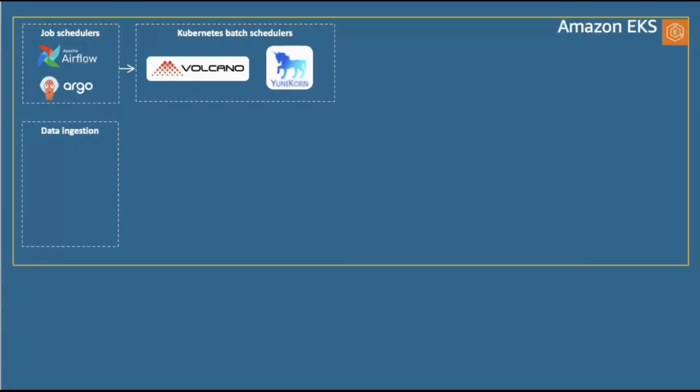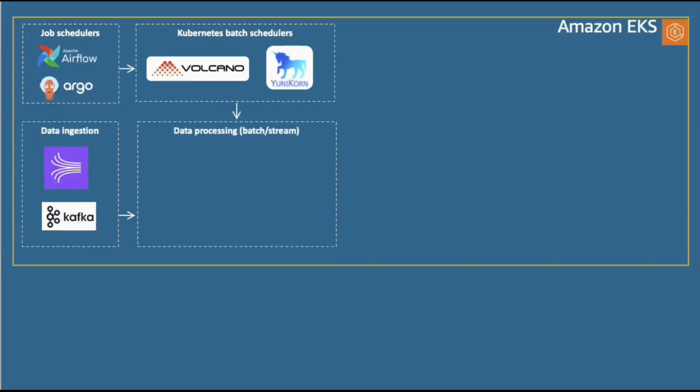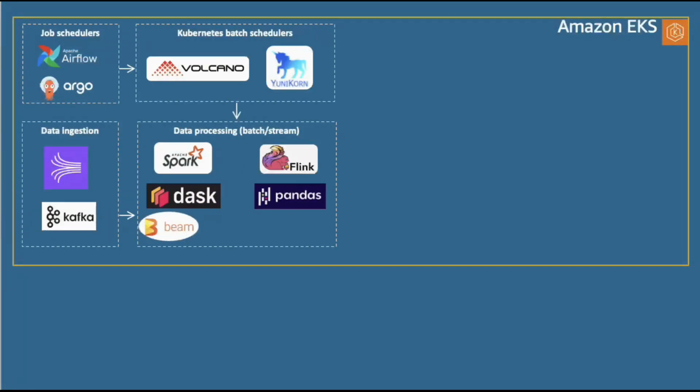And then comes the data ingestion. When the application is running in the cluster, it needs to have the input data that can be hosted in different data sources. For example, Kinesis could be one of the options for ingesting the data, or it could be Kafka as well. Then we have the actual workload running, which is where the data processing is happening. It could be batch processing or streaming processing applications. This is where Spark comes into the picture, which is a very popular open source framework. And we have Dask, then Flink, Pandas, and other frameworks like Beam are also available in this category.